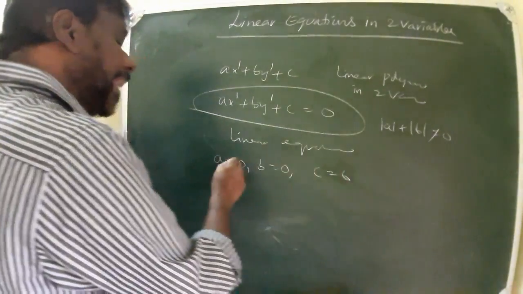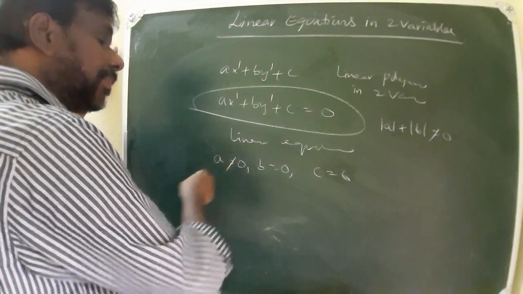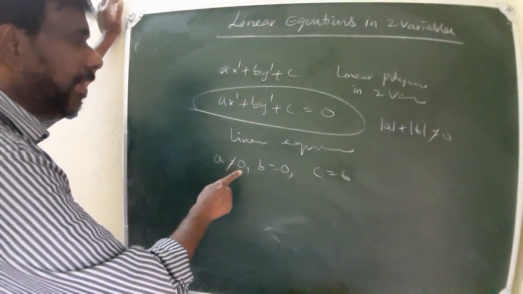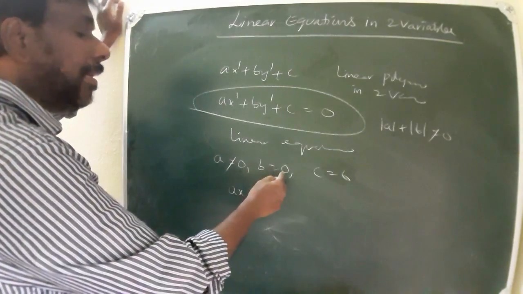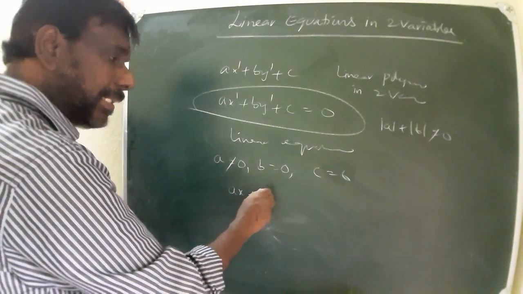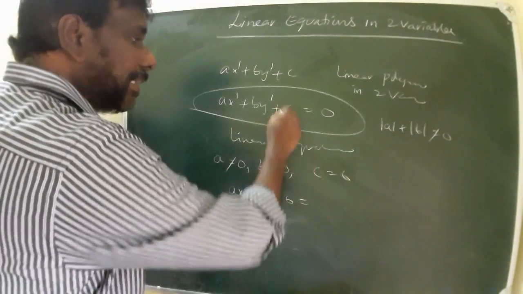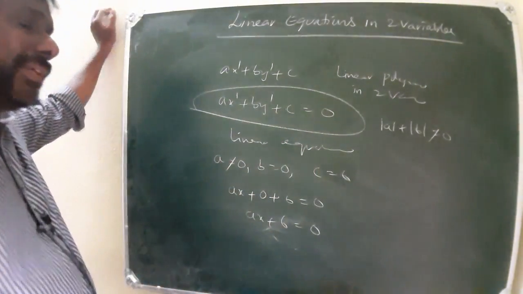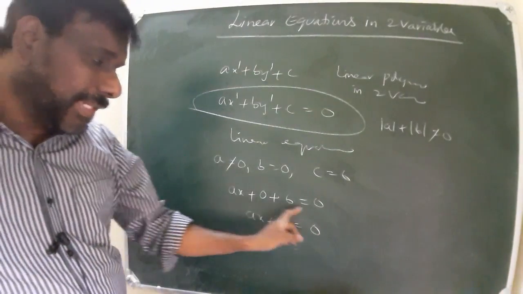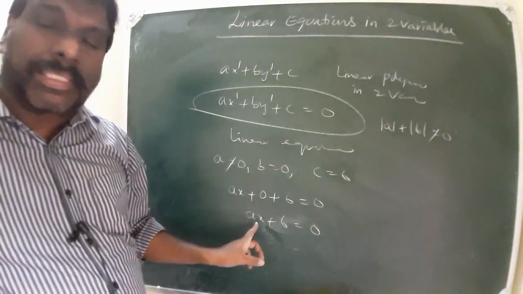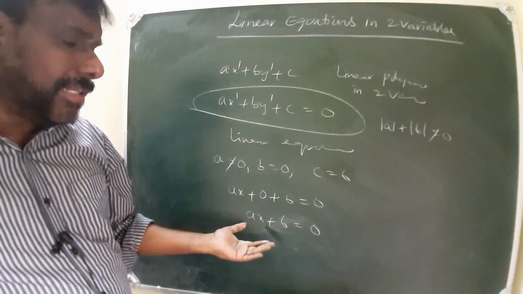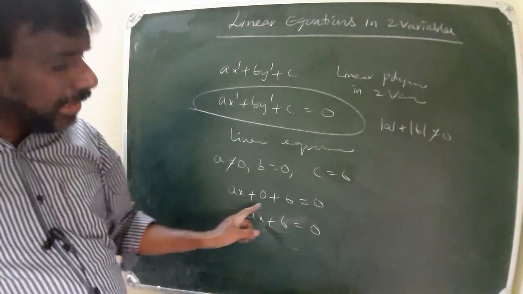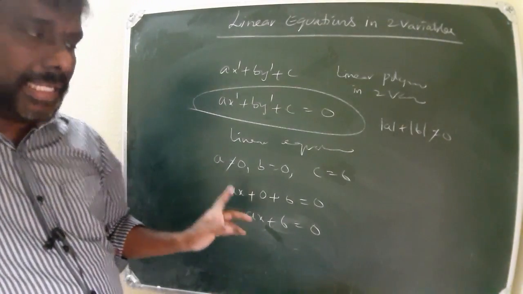So at a time a and b should not both be 0. But take a not equal to 0, b equal to 0, c equal to 6. Then what happens? A not equal to 0, that means ax will be there, b equal to 0, so 0 into y is 0, plus c equal to 6 is equal to 0. If you simplify, ax plus 6 equal to 0. Now you got an equation. So here you will get a single variable linear equation. It is also a linear equation. Only when b is 0 and a not equal to 0, you get a linear equation in one variable.